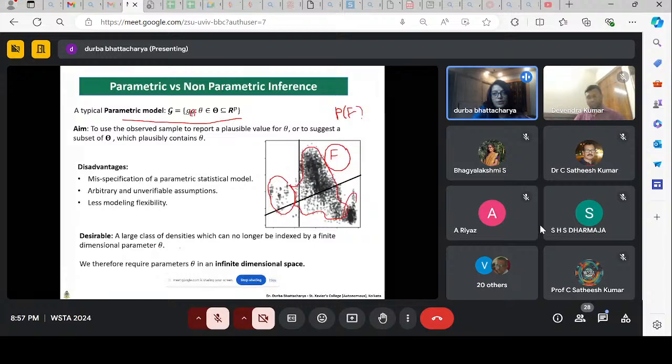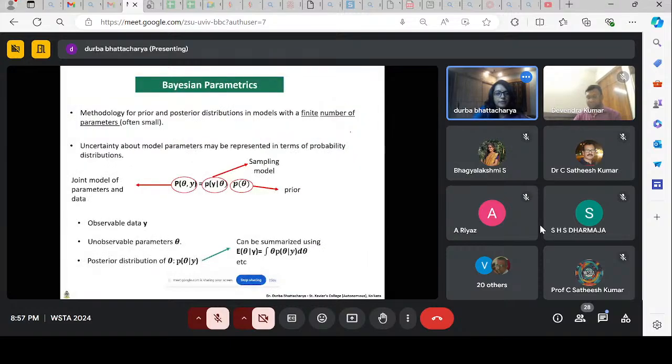So how to define a probability model on the functional space is what we will try to discuss today, and we will try to discuss some applications of this. Now, Bayesian parametrics has been around for over 100 years. With the introduction of modern computers post 1975, there was a significant rise in Bayesian parametric methodologies.